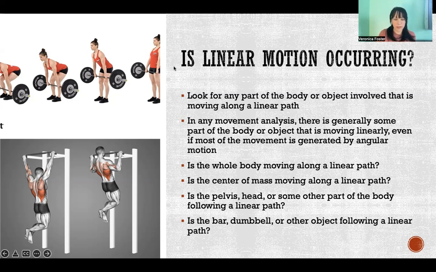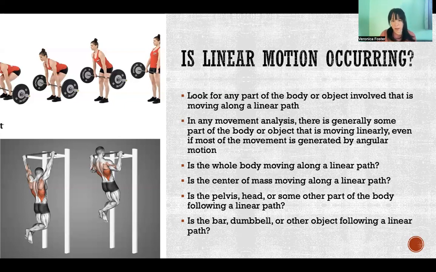Like in our picture of a deadlift up here, the bar is moving in a linear path. So even if the joint motion that's taking place to cause that bar to go up and down is angular, we could still look to the path of the bar and point out that the bar is moving in a linear path. Or in our picture at the bottom, we've got somebody doing a pull-up. Although the joint actions to cause the upward and downward motion are angular, the path of the whole body going in the upward and downward direction is an example of linear motion.